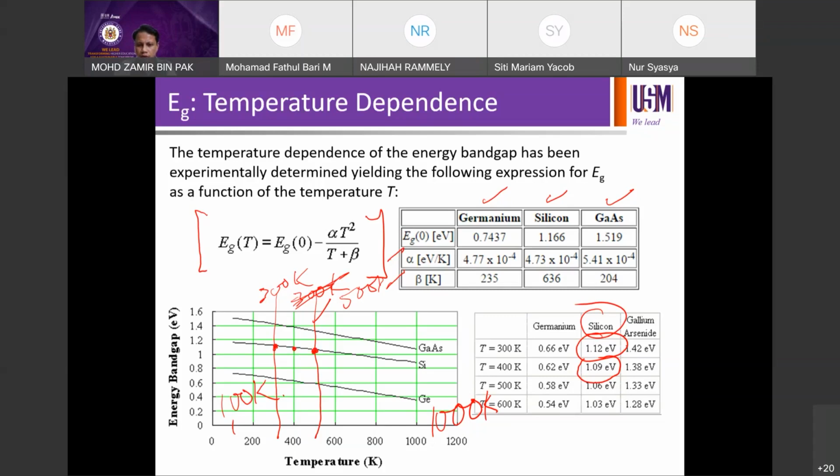Okay, and it goes down to 1.06 at 500 Kelvin. 1.06 there. And then if you increase to 600 Kelvin, it goes down to 1.03, so just slightly. So you can see a small change in the band gap when you increase the temperature by about 100 Kelvin in step, right? Step by 100 Kelvin in increasing temperature. And you can see the dependency for gallium arsenide and germanium, right? So you can see the same relationship, but with a slightly different gradient. Okay, for gallium arsenide on the right and germanium on the left.